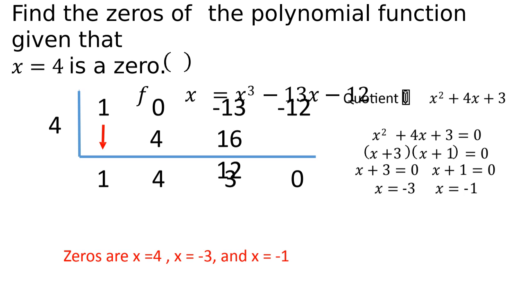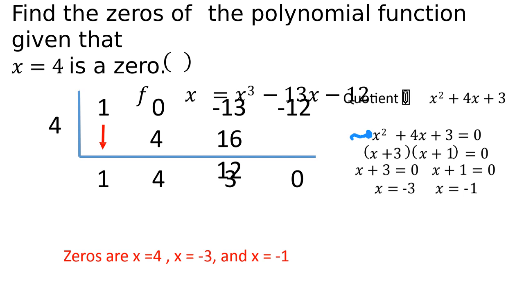So this one right here, that's my quotient. So my quotient is x squared plus 4x plus 3. And this one we can factor. So two numbers that when we multiply them give me positive 3, and when we add them give me positive 4. So 3 times 1 is 3, and 3 plus 1 is 4.